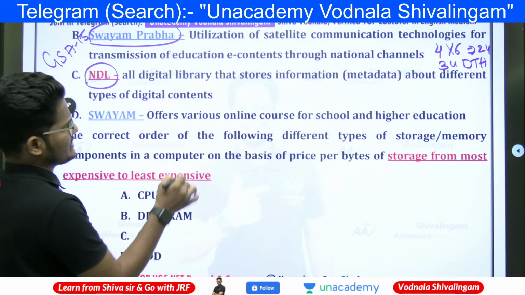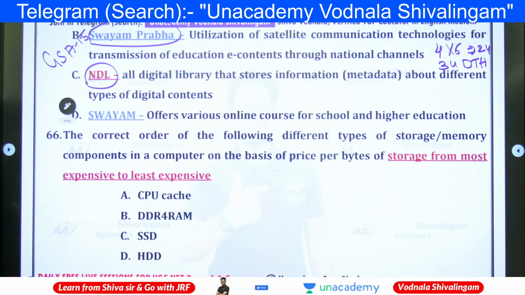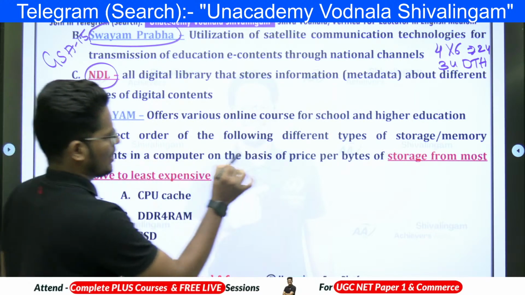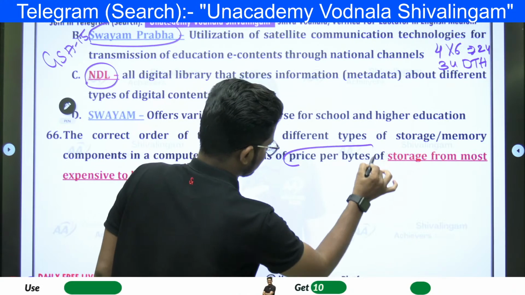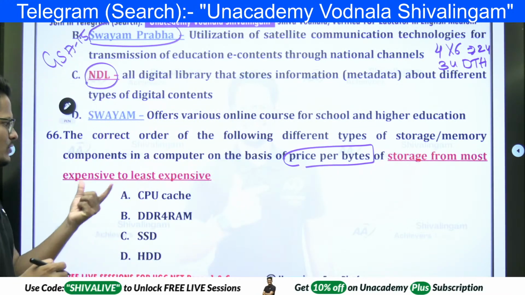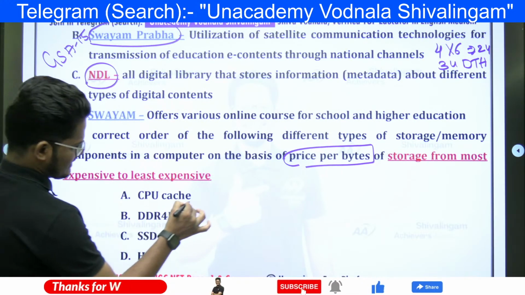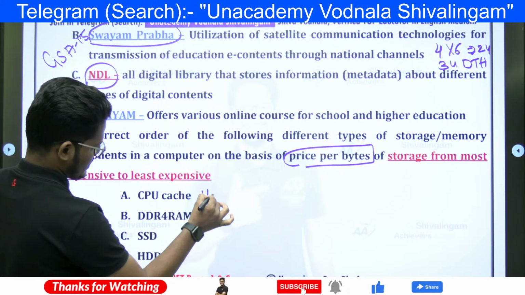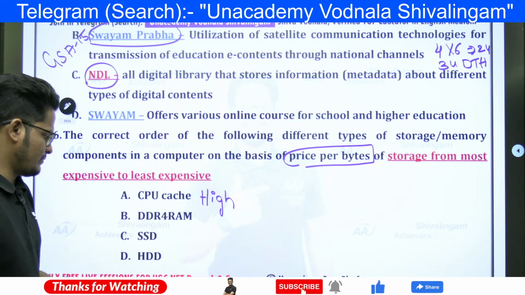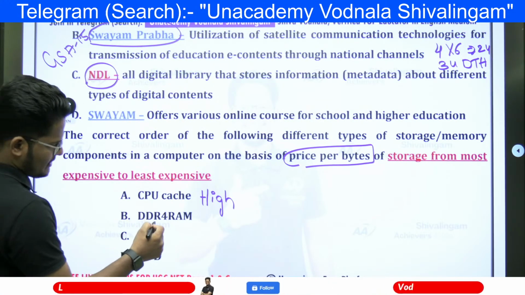Swayam offers various online courses for school and higher education. Now, the correct order of the following types of computer storage on the basis of price, from the most expensive to the least expensive. The most expensive is cache. High speed means high expense: more speed, more expensive; less speed, less expensive.